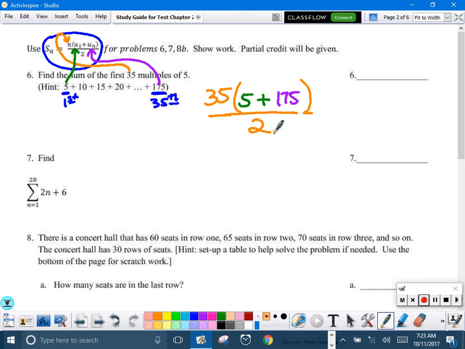Now take your calculator. Take a couple seconds, type that in, and we will have our answer. You should get 3,150.